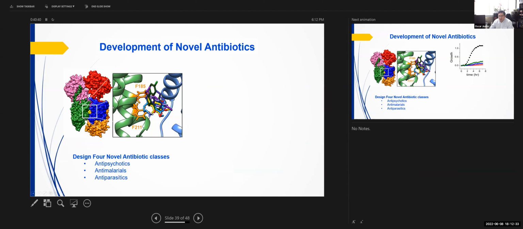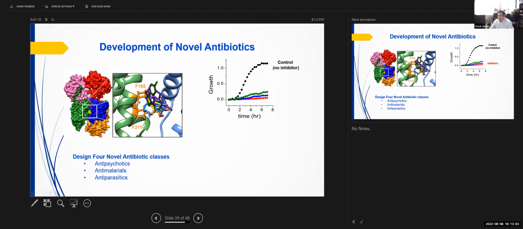Turns out that these antibiotics also have antipsychotic, antimalarial, and antiparasitic activities, which is another part of the conversation, but I cannot discuss that with you guys today. But what we have found is that these novel drugs can inhibit the growth of Vibrio cholerae. We work with many different types of pathogens, but Vibrio cholerae is going to be one of them. Vibrio cholerae produces the cholera disease, which is a very difficult to treat type of diarrhea.